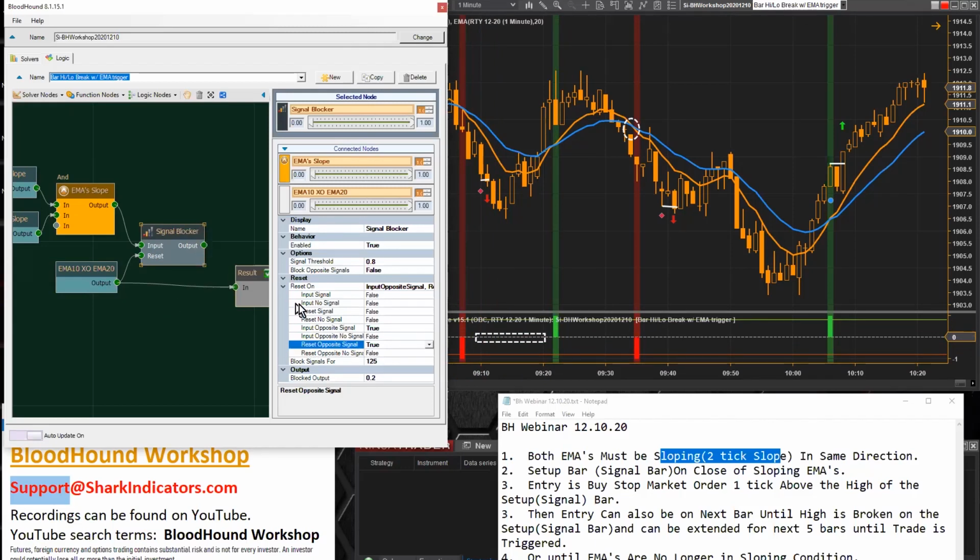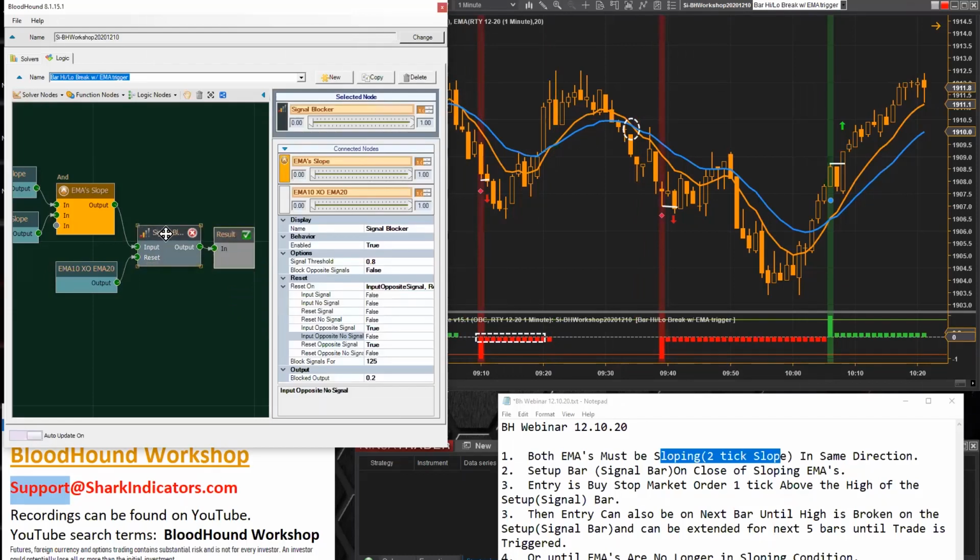So, right, if you need to learn more about these resets, there is a full length video on the signal blocker that you can watch. And it basically walks through each of these reset options and how they function. So, all right.